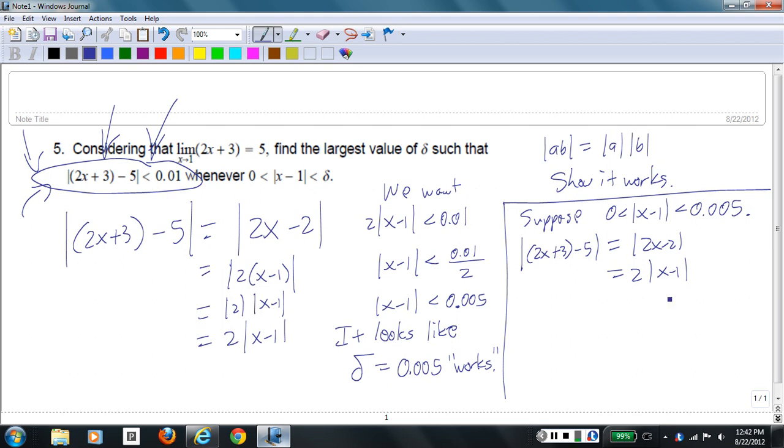Now we're assuming this right here. So we've got to use that. If we don't use that, then what we're concluding would be always true. It's not always true, but it is going to be true if the absolute value of x minus 1 is less than 0.005. So we've got to use this. If this is true, so off to the side, maybe over here, the absolute value of x minus 1 is less than 0.005. What happens when we multiply both sides by 2?